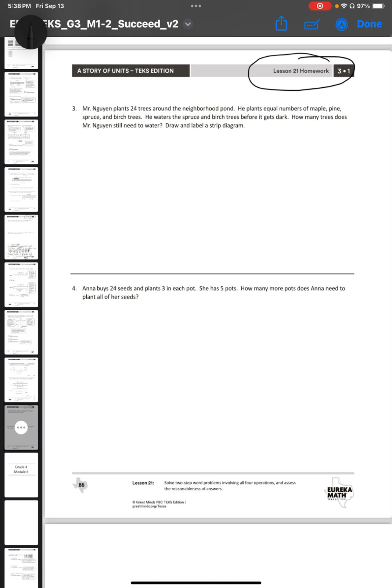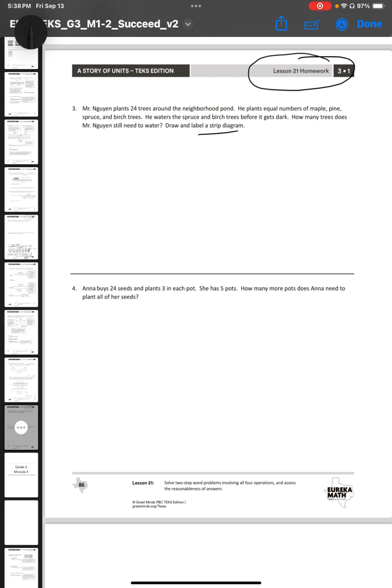The top problem says Mr. Nguyen plants 24 trees around the neighborhood pond. He plants equal numbers of maple, pine, spruce, and birch trees. He waters the spruce and birch trees before it gets dark. How many trees does Mr. Nguyen still need to water? Draw and label a strip diagram.